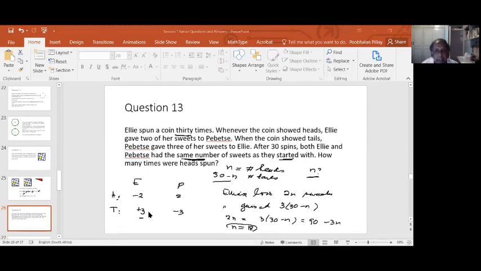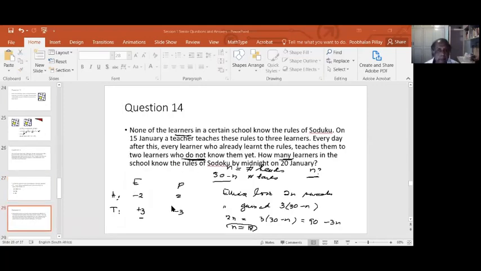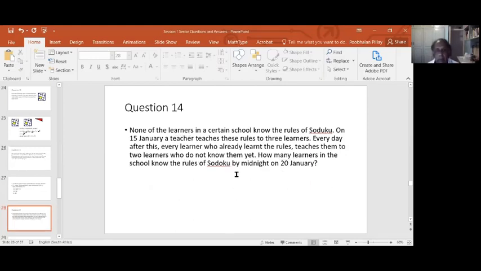Okay, so let's get on to the next problem. We go to problem number 14. We did 12 and 13. Now, problem 14 says, none of the learners in a certain school know the rules of Sudoku.